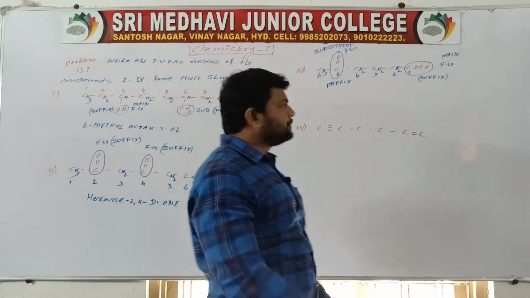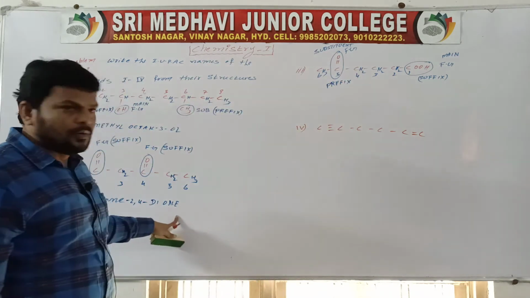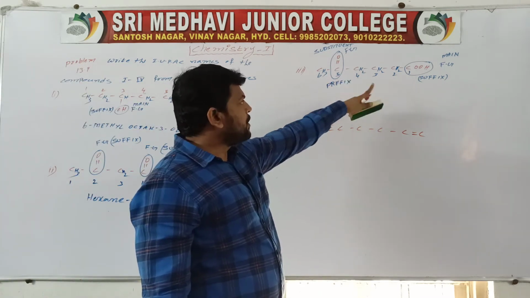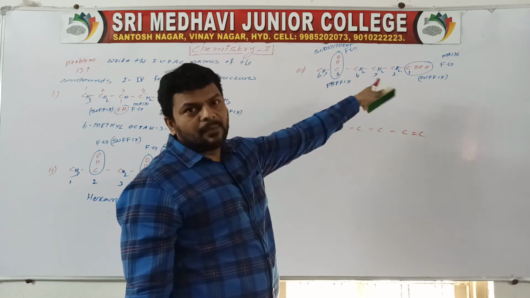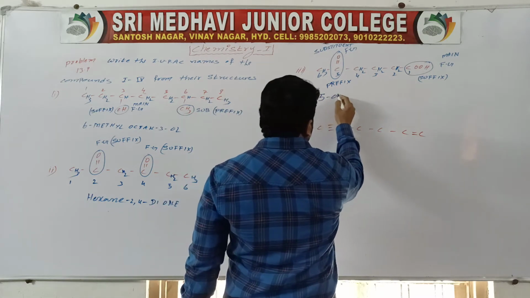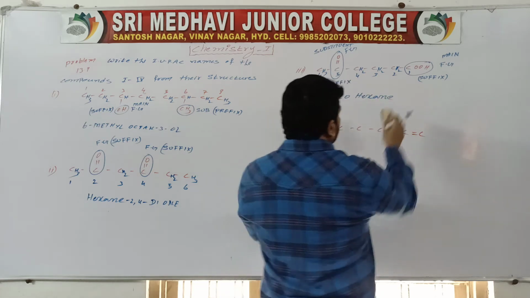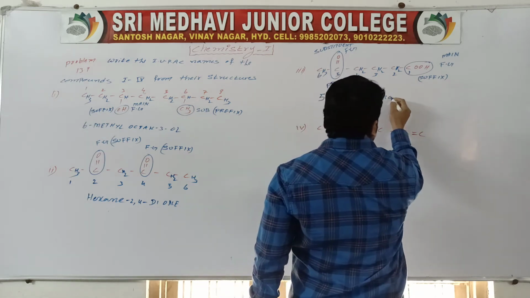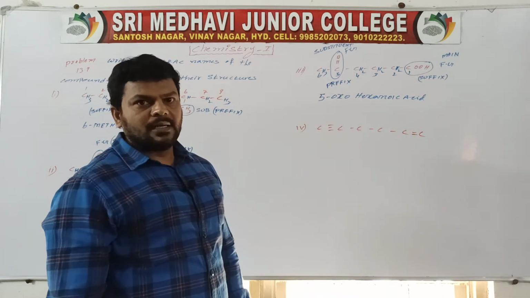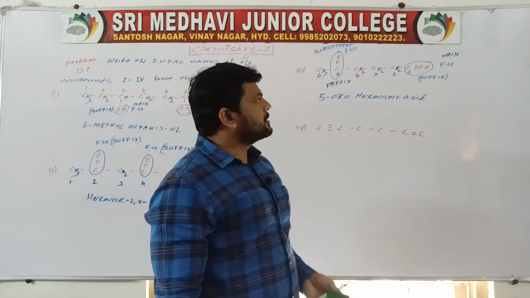5-oxo. The main functional group we write as suffix; if it is a substituent, we write oxo. 5-oxo, 6 carbons, hexane plus oic acid, hexanoic acid. So we write 5-oxohexane; in the place of e carboxylic acid we write oic acid, hexanoic acid. Understand? It is a suffix, it is a prefix, so substituent and main functional group.